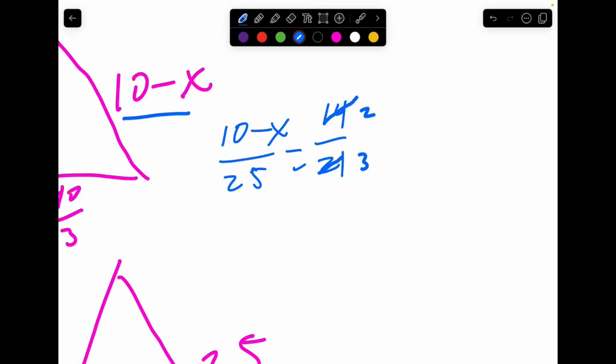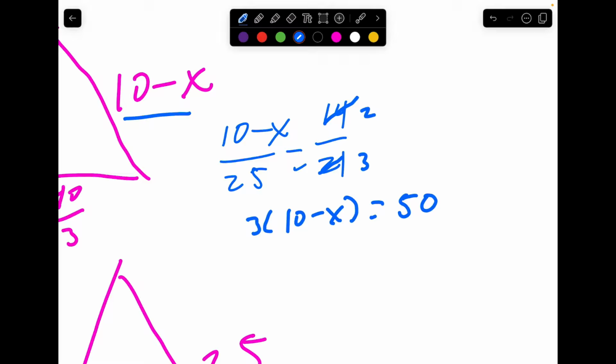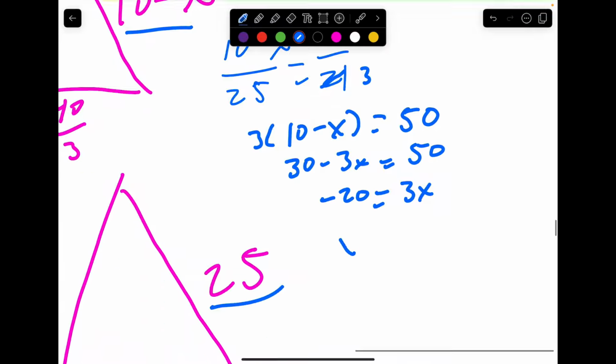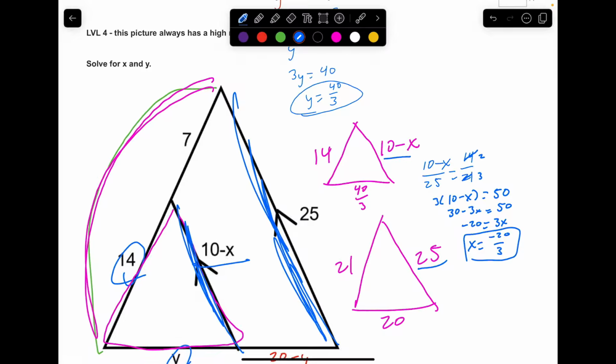So then we cross multiply. 3 times 10 minus x equals 2 times 25. That is 30 minus 3x equals 50. You have to remember to distribute when necessary. So I need to solve that. That would give me 3x on this side and negative 20 over here. So x would equal negative 20 thirds. Boom. And I like it.